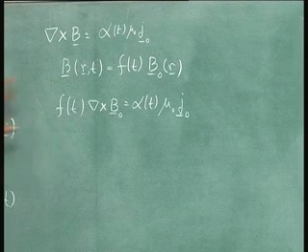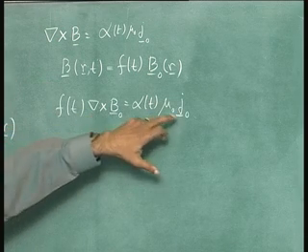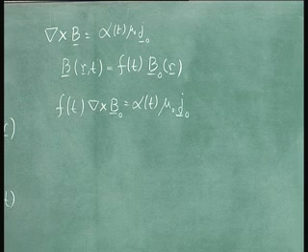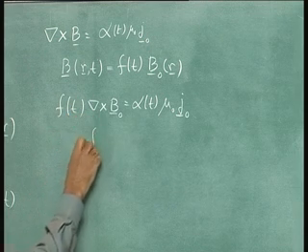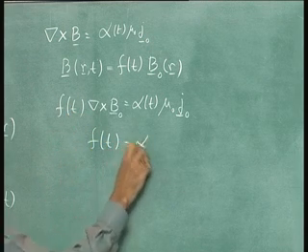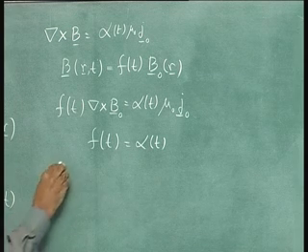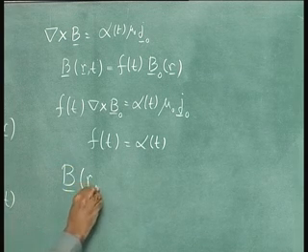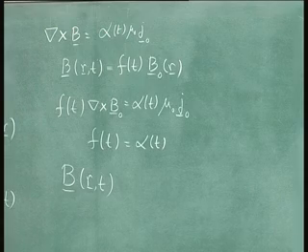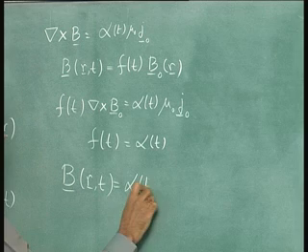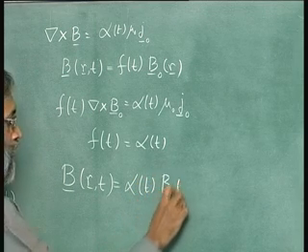But I already know that this is true. Curl of B naught is equal to mu naught J naught, because that is the original equation that gave me B naught out of this current distribution J naught. So, I can cancel these out. So, I get f of t is equal to alpha of t, which means that my magnetic field B of R, t due to this current is also equal to alpha of t B naught of R.